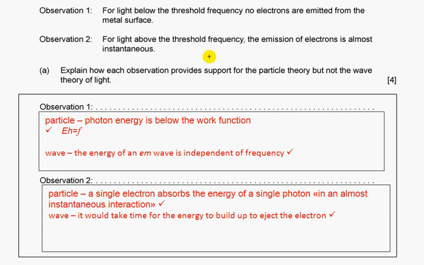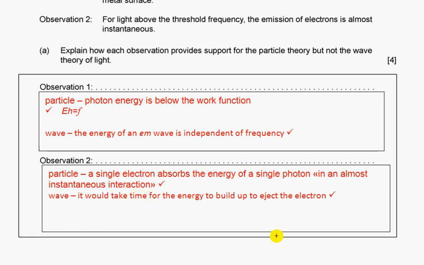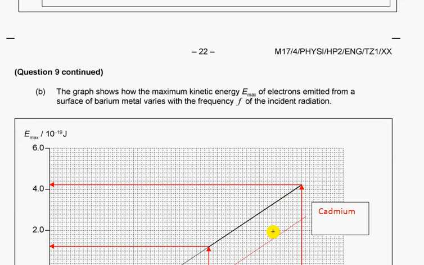Second observation, instantaneous. So in particle theory, a single electron absorbs energy of a single photon in an almost instantaneous interaction. In wave theory, it will take time for energy to build up to eject the electron.